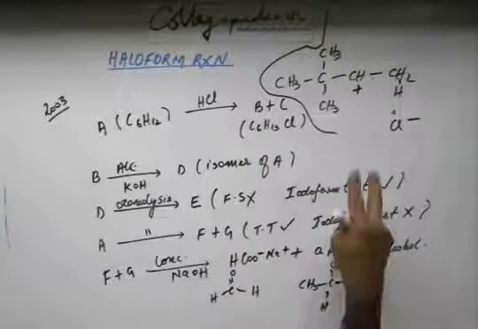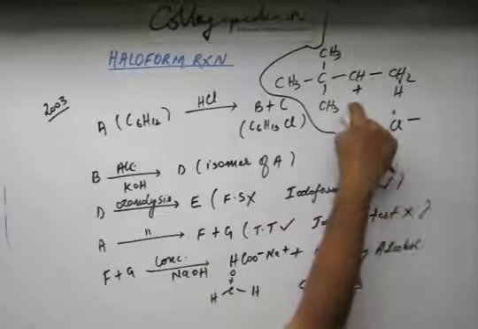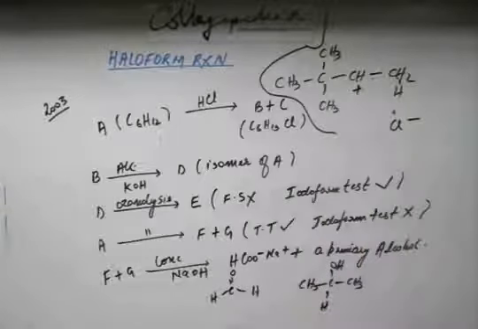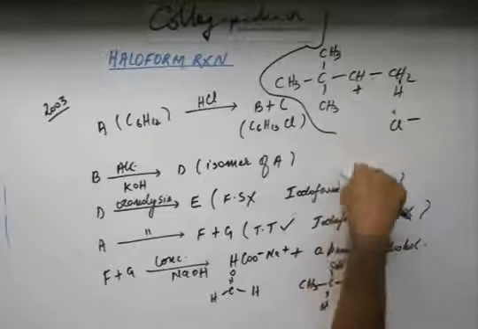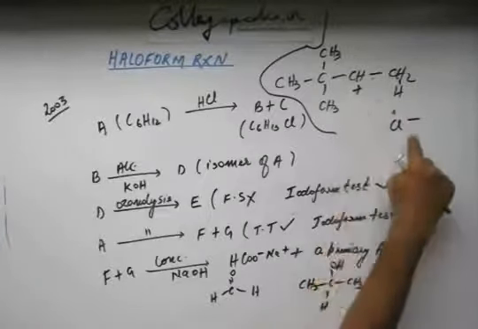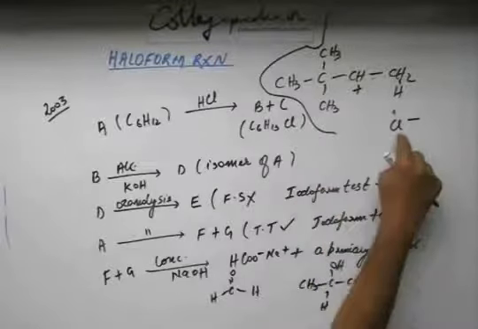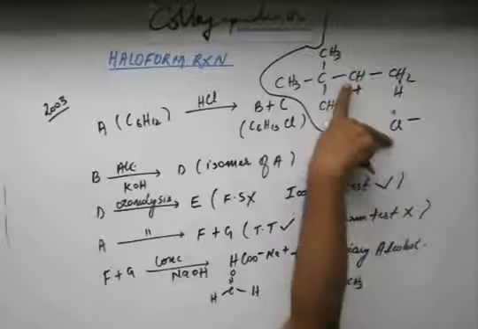That means one will be minor, one will be major. When Cl minus attacks this carbon having plus charge, that's the minor product. Because this is a 2-degree carbocation, after rearrangement it can turn out to be a 3-degree carbocation. So the minor one is the one in which the Cl minus attacks this 2-degree carbocation.